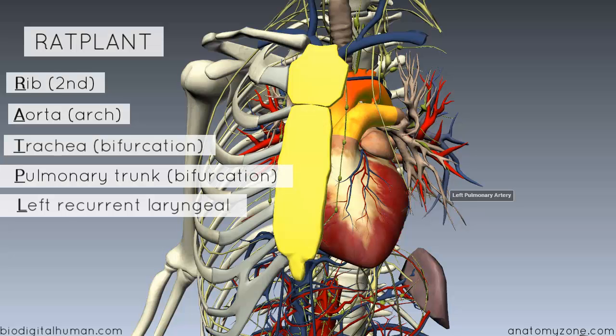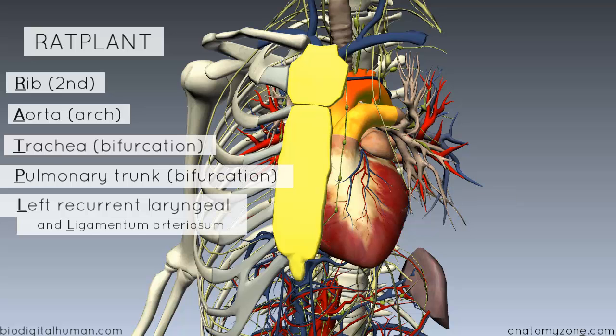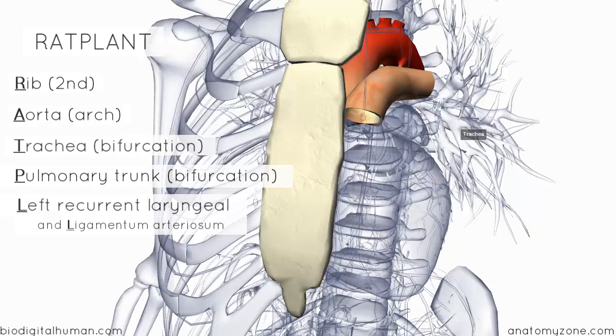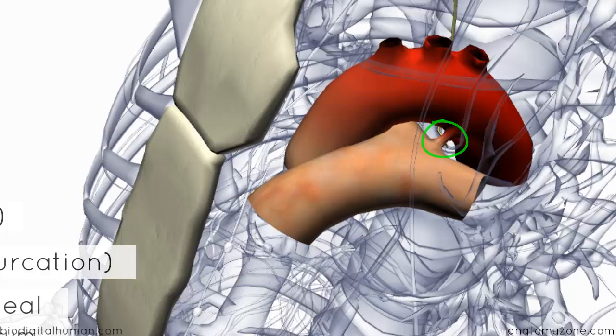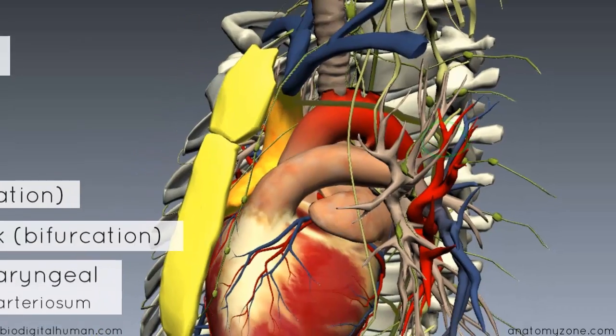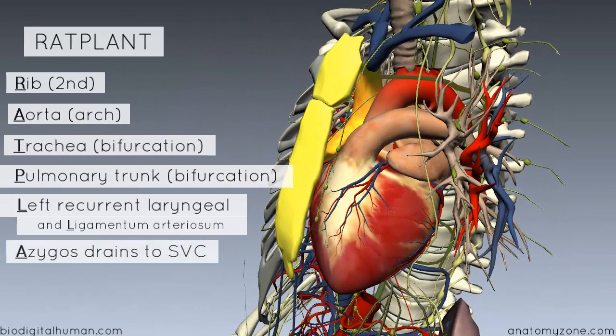And the other L structure is the ligamentum arteriosum. So just going back into this mode here, you can see the little ligamentum arteriosum connecting the arch of the aorta to the pulmonary trunk. And then the A refers to the azygos system draining into the superior vena cava.